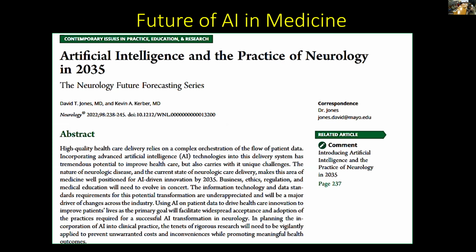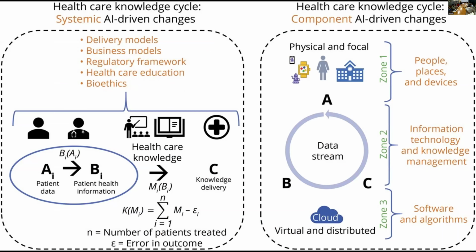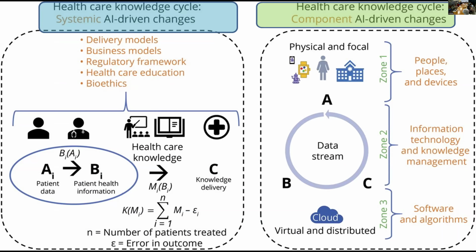So what is the last part? The future. 10 years from now, when all of you are sitting on our chairs, maybe looking after our grandchildren, what will happen? This is a paper, 2035, Practice of Neurology, on what will happen 10 years from now. They say there will be two models of healthcare delivery: a systemic model and a component model. So these are the future, at least according to this expert.